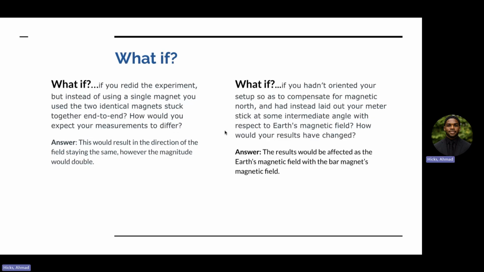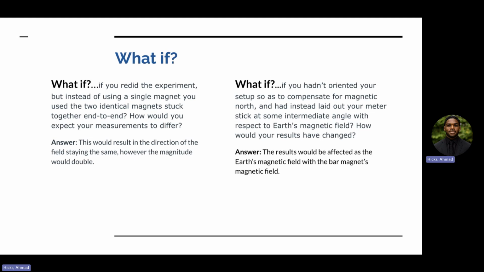And lastly are the what ifs. First, what if we redid the experiment, but instead of using a single magnet, we used two identical magnets stuck together end to end? How would you expect your measurements to differ? The answer is that the direction of the field would stay the same, however the magnitude would double. So everything would stay the same, but the magnitude doubles.